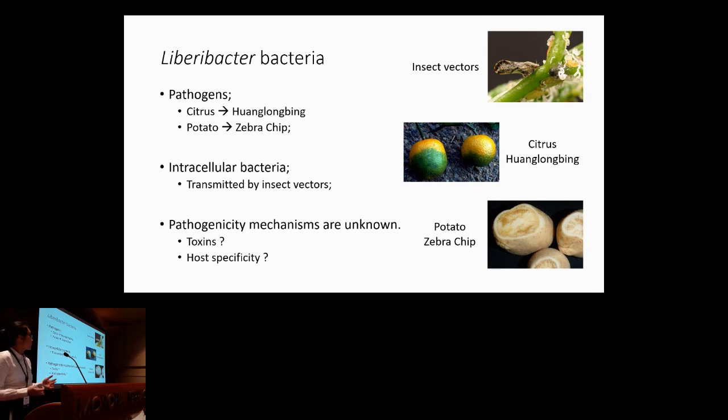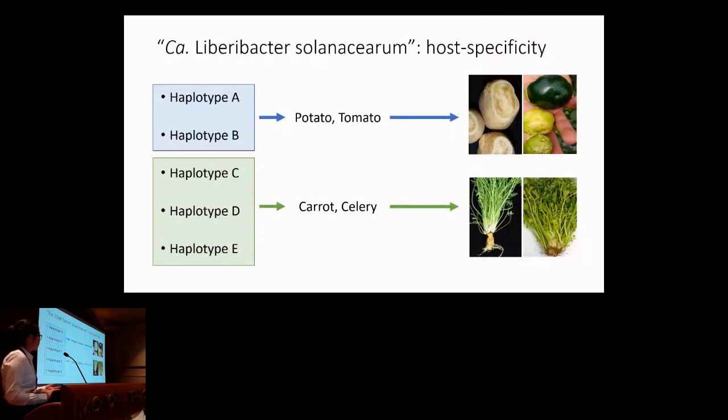As a result, the molecular mechanism of pathogenicity is largely unknown, especially what toxins cause this plant disease. Further, Liberibacter has very strict host specificity. For example, some haplotypes in Liberibacter solanacearum could infect and cause disease in potato and tomato, while others could infect and cause disease in carrot and celery. However, interestingly, cross infection could not cause any plant disease.